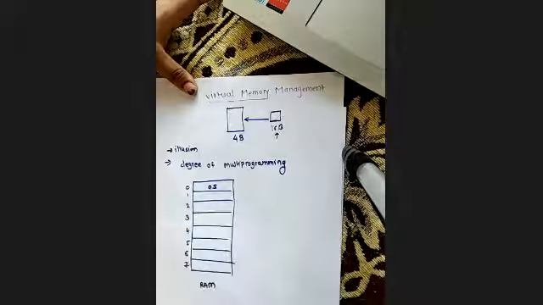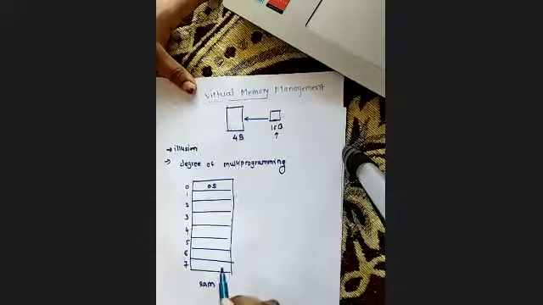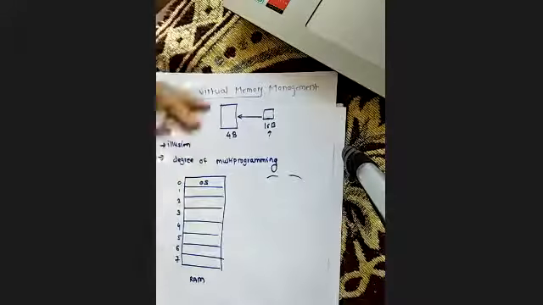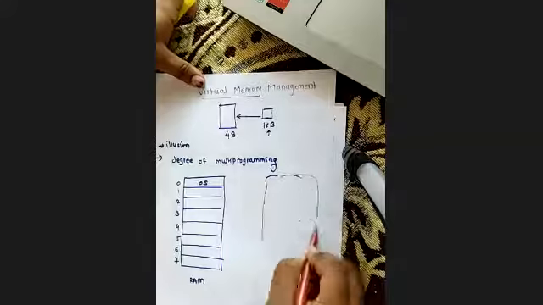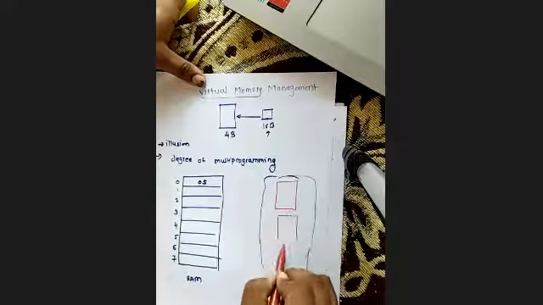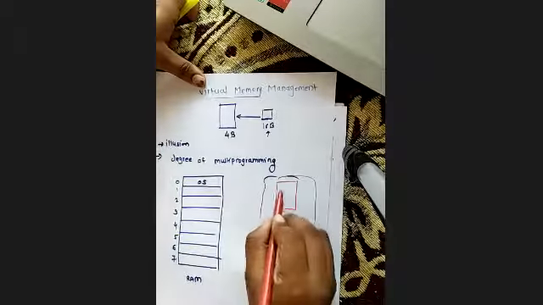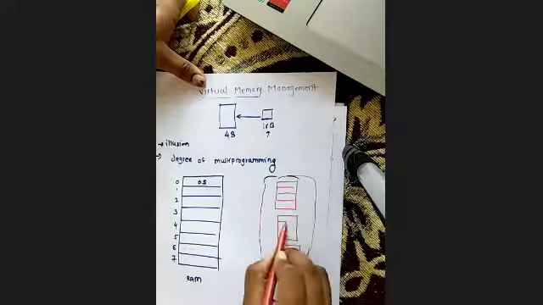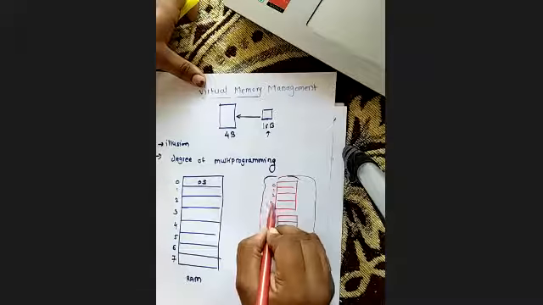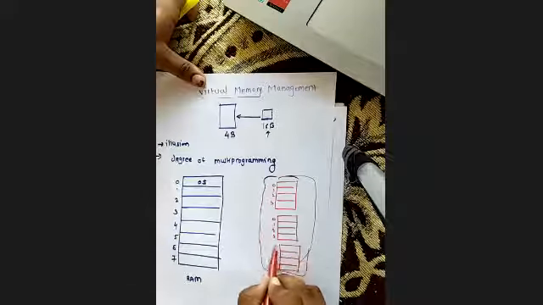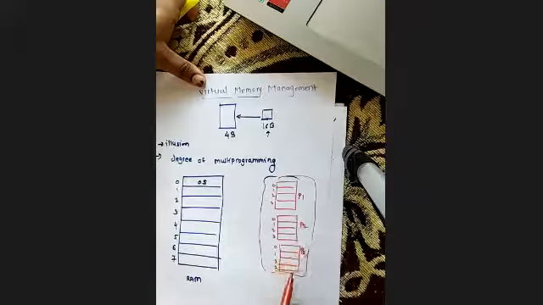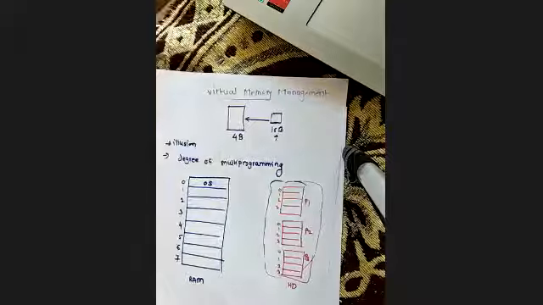So suppose this is my RAM, the primary memory. Here some portion is occupied by the operating system. Now somewhere in the secondary memory, or simply the hard disk, I have some processes. Consider here I have my P1 process, P2 process, and P3 process, each with 4 pages. This is the hard disk.